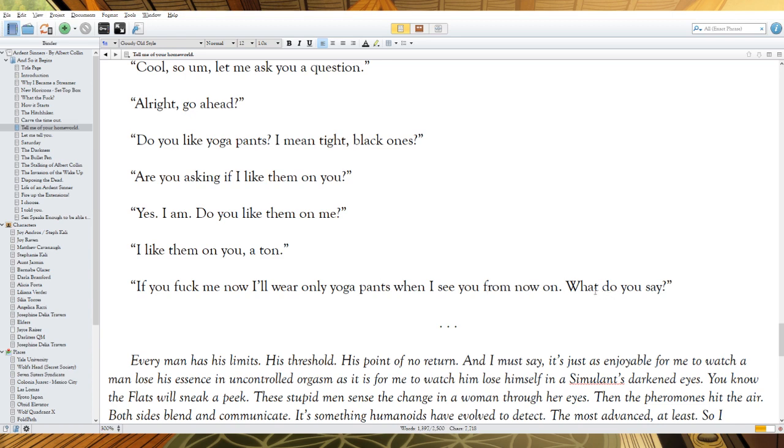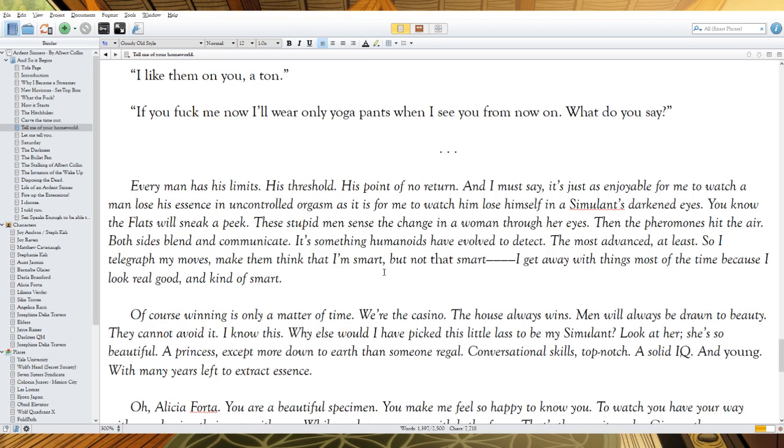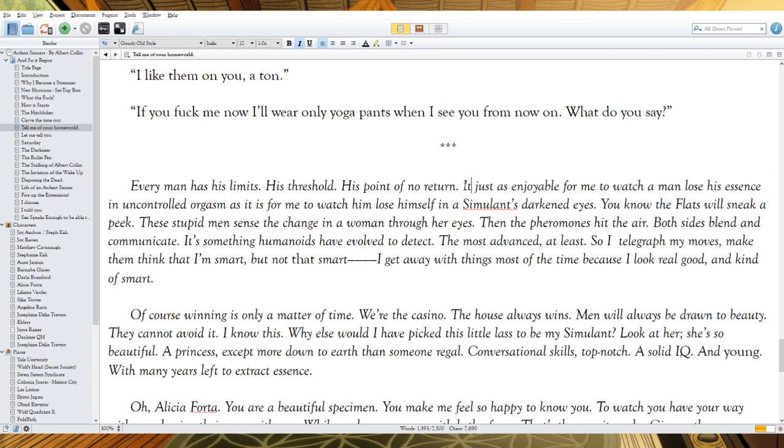And then she gets back into it. Here we go. Let's give three asterisks. Every man has his limits, his threshold, his point of no return. And I must say goodbye. See how this cleans it up when you just go right into the contraction. Starting again. Every man has his limits, his threshold, his point of no return.